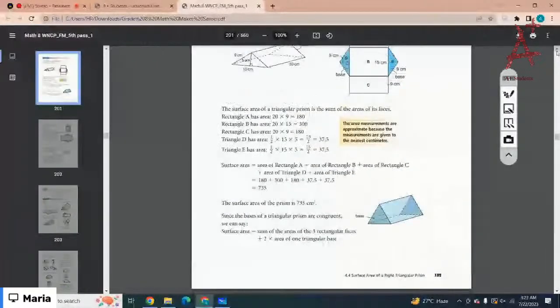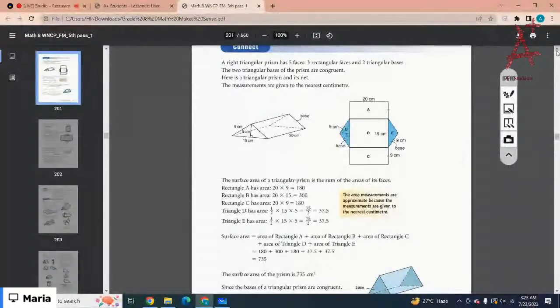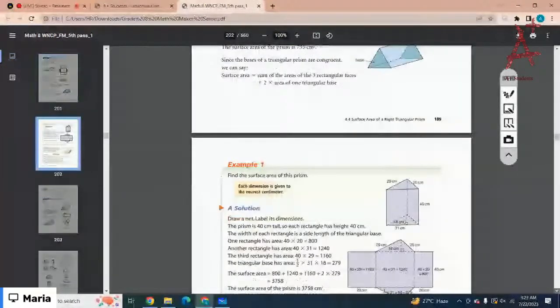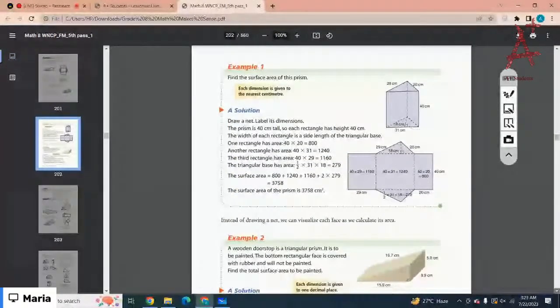Okay, a right triangular prism has five faces, three rectangular and two triangular. The two triangular bases of the prism are congruent. You have to calculate the area of every face separately and then add them. That is the easiest thing I can understand. So let's just calculate the area of the faces.